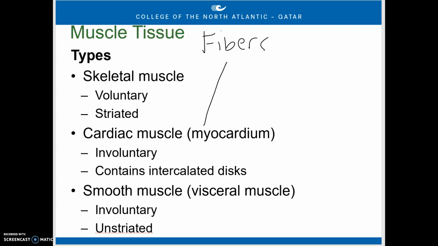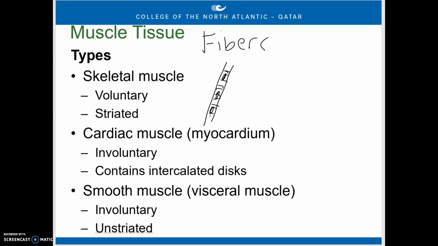These are long tubulars, so the muscles are shaped like this, and they're striated. So when we say striated, it means they're striped, or they have layers on them. So it kind of looks like this. They're also multinucleate, so you will see lots of nuclei on a skeletal muscle.